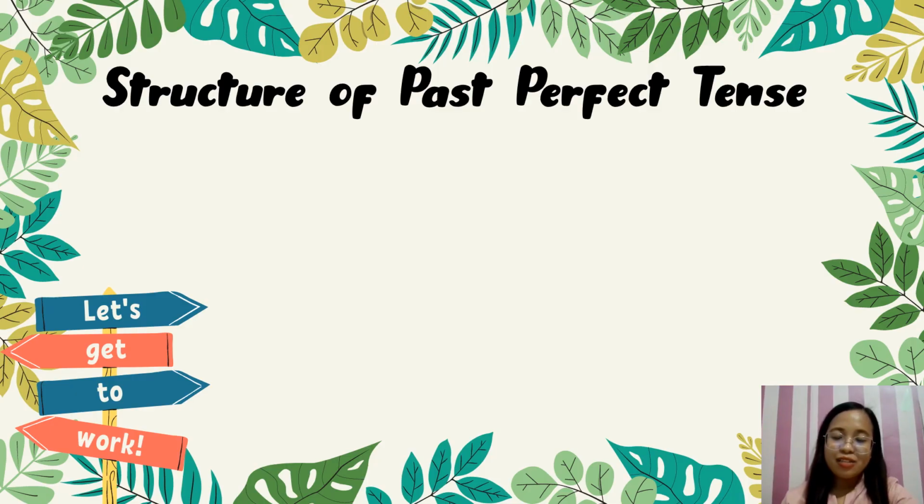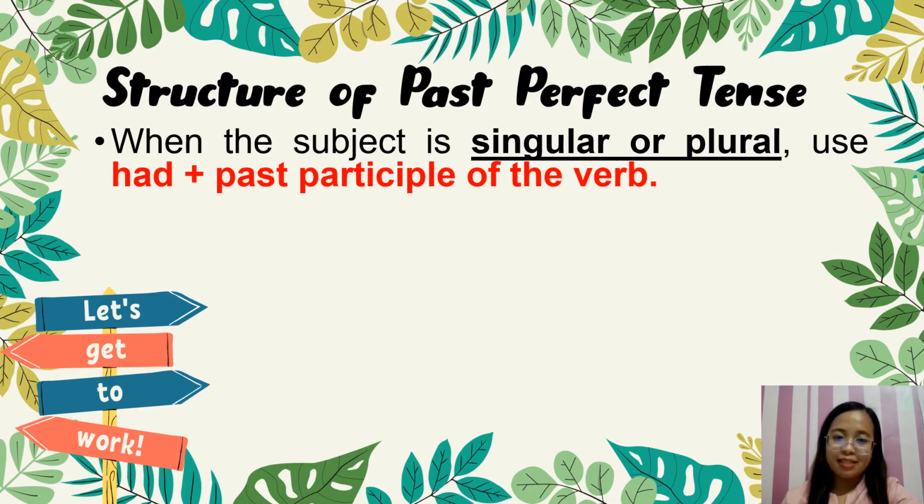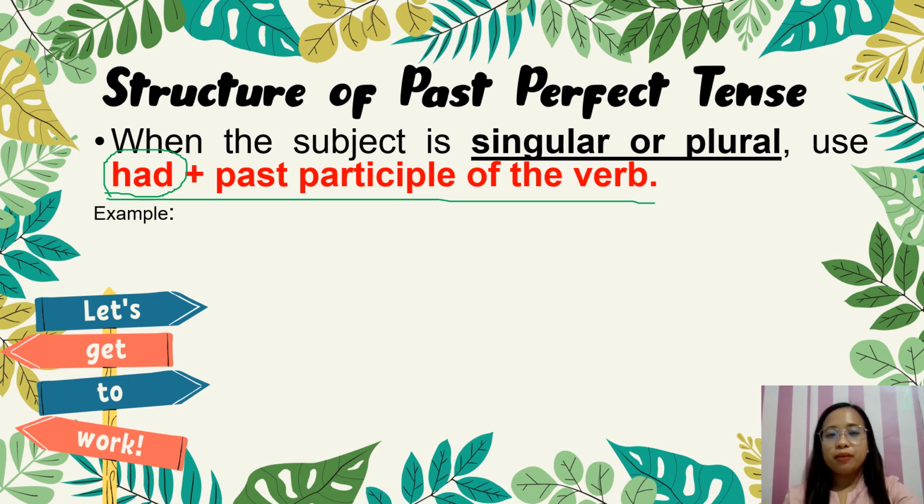Now, class, this is the structure of past perfect tense. Okay, number 1, when the subject is singular or plural, use had plus the past participle of the verb. Ito naman, kahit singular or plural, lagi lang natin gagamitin yung had. Di ba kanina, pwedeng has, pwedeng have, dun sa present perfect tense. Sa past perfect tense, lagi lang siyang had, tapos plus the past participle of the verb. Okay, let's have an example.